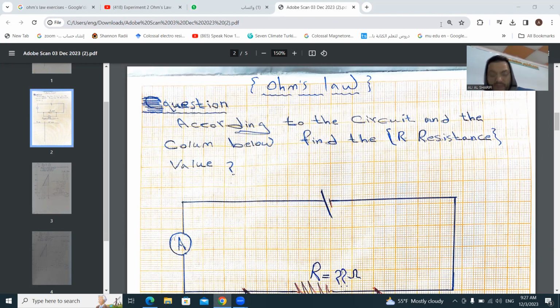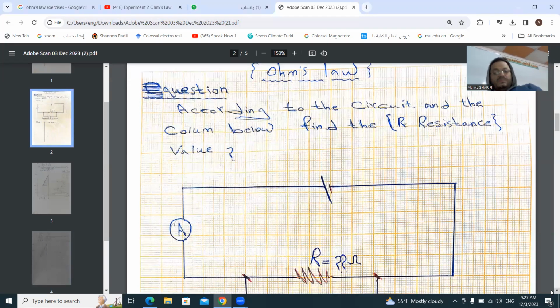Okay, the main purpose of this lecture is to make the student able to verify Ohm's law at first, and the second goal is to make the student able to determine the resistance value from a circuit like that. Okay, the idea is easy because I will give you the results.